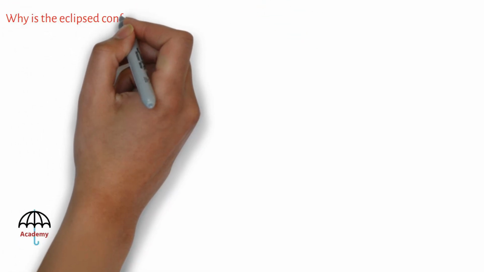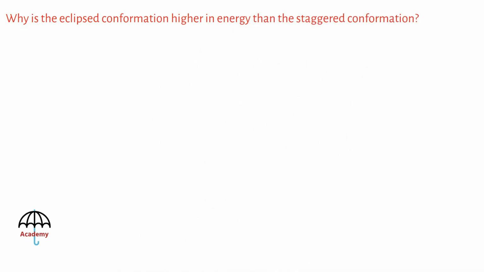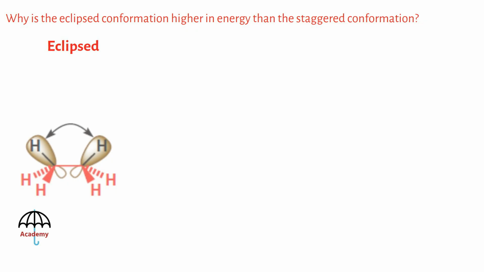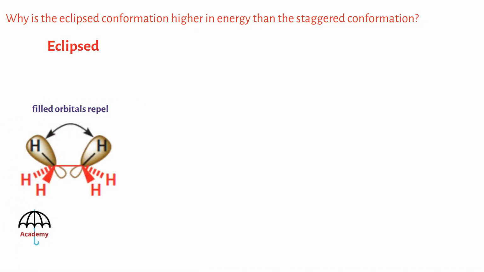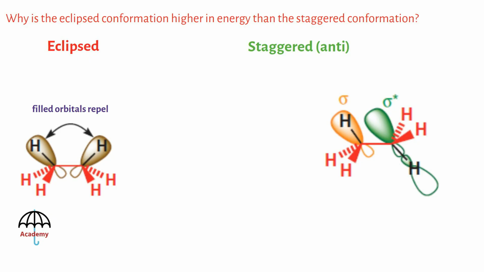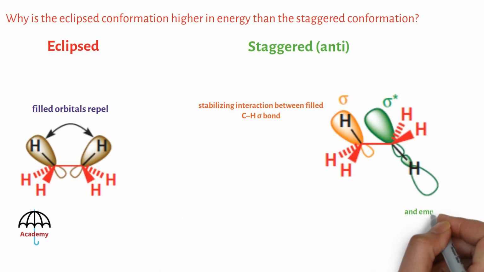Now the question is, why is the eclipsed conformation higher in energy than the staggered conformation? There are two reasons for this. The first is that the electrons in the bonds repel each other, and this repulsion is at maximum when the bonds are aligned in the eclipsed conformation. The second is that there may be some stabilizing interactions between the C-H sigma bonding orbital on one carbon and the C-H sigma star anti-bonding orbital on the other carbon, which is greatest when the two orbitals are exactly parallel. This only happens in the staggered conformation.